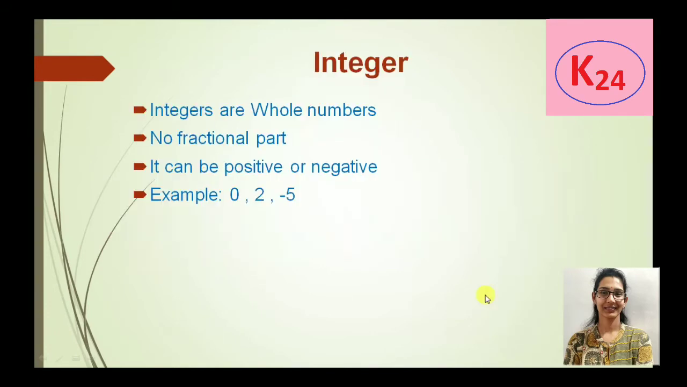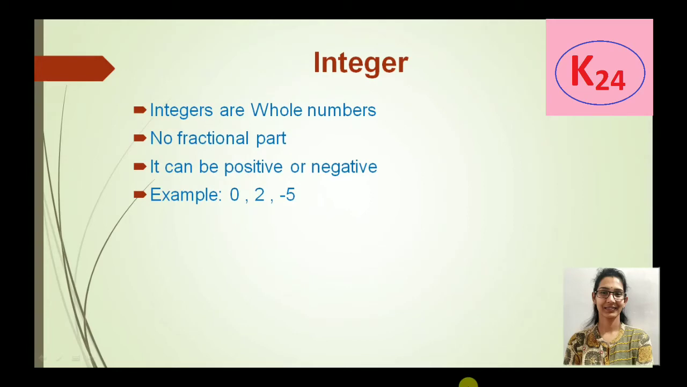Integer data types are whole numbers like 0, 5, -5, 18, etc. And they have no fractional part. It means no decimal point is used in the integer number. And integers can be positive or negative.